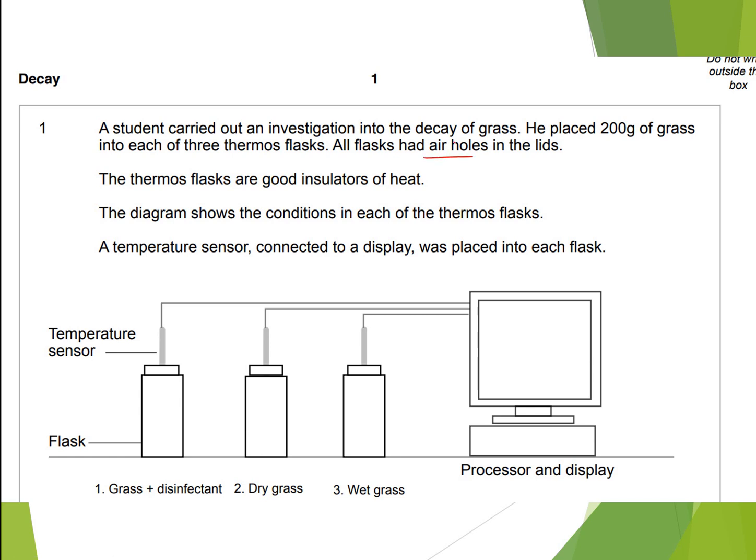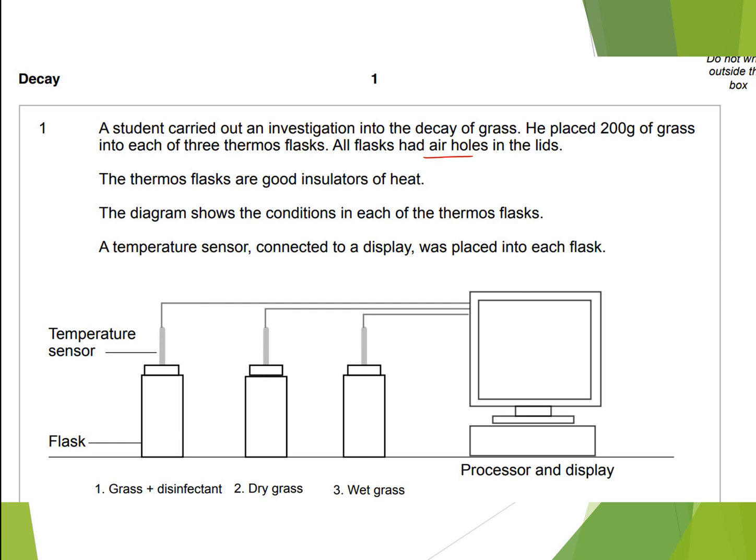That tells us instantly that there's going to be oxygen able to get into the flask for aerobic respiration. We know that thermos flasks are good insulators of heat. They keep the heat in. And we've also seen experiments where we've had peas in thermos flasks back in our B1.2 unit in the double award lessons, okay? And looking at as they respire, they release heat energy.